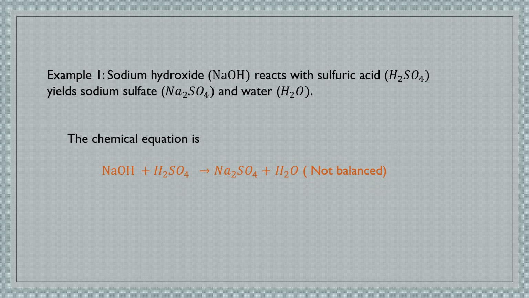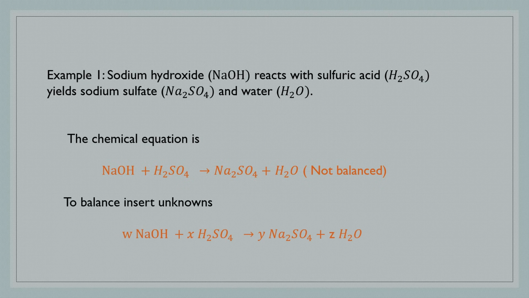So the chemical equation we find here is not balanced. We would like to balance this equation. To balance this, let us insert the unknowns, say w, x, y and z. So let us say w times sodium hydroxide plus x times H2SO4 yields y times sodium sulfate, Na2SO4, plus z times water, which is H2O.